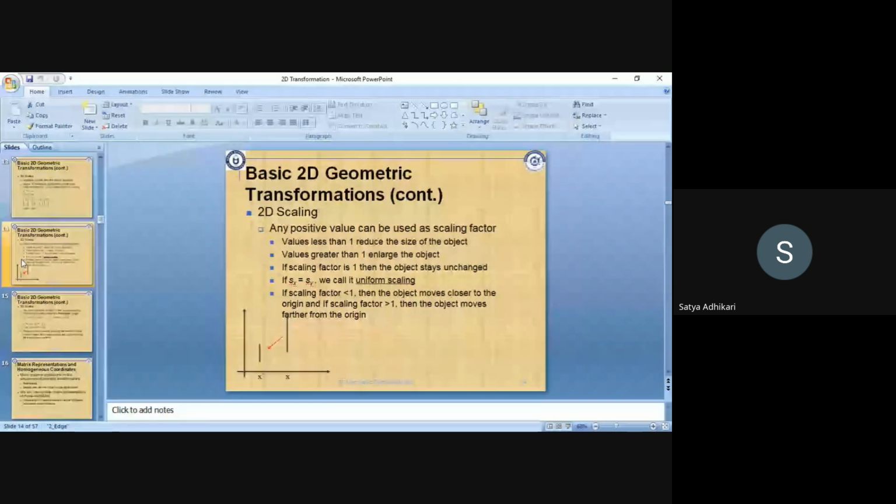You see here, any positive value can be used as a scaling factor. A value less than 1 reduces the size of the object. If the scaling factor value Sx, Sy is less than 1, that is, the size is reduced. You see here, there is a line of greater size. After scaling, we will get a line which has less size.